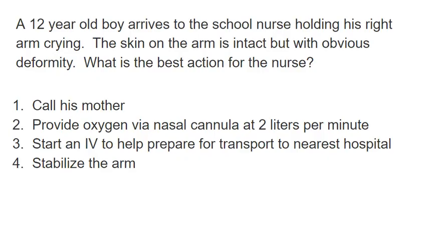We have a 12-year-old boy arriving to the school nurse holding his right arm and crying. The skin on his arm is intact but with obvious deformity. What is the best action from the nurse? So they are basically describing a 12-year-old with a broken arm. Okay, so what is my priority, my best action for a kid with a broken arm? It's not going to be giving them oxygen at 2 liters per minute. There's nothing in the statement suggesting that he's having any respiratory difficulty. It's a broken arm. So my answer choice is going to be based on what I would do for a 12-year-old boy at the school nurse with a broken arm.